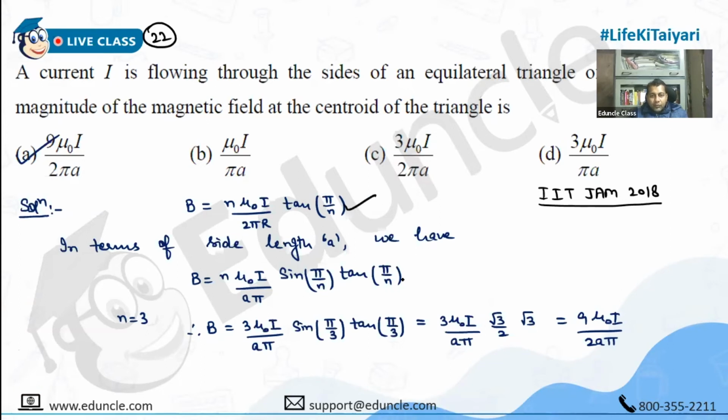So these are the two shortcut formulae. This is in terms of distance from the center to vertex. This is in terms of side length. Okay. If you can remember both the formulae, then you can get the answer very easily just in one step during the exam.